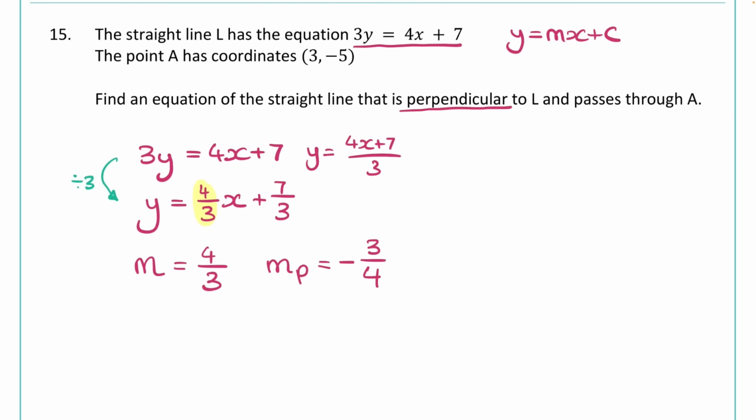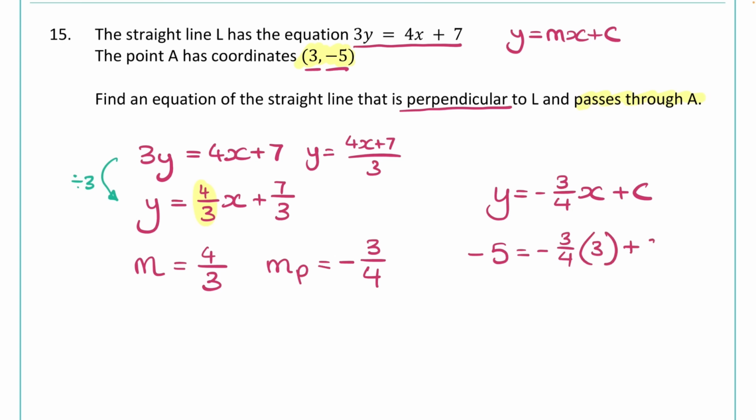Now in order to find the equation of the line, I just need a coordinate that's going to be on that line as well. And we're given one here, and we're asked for a perpendicular line that passes through A. So I have all the pieces. I have y equals minus 3/4 x plus c, and we have an x coordinate of 3 and a y coordinate of negative 5. So I'm going to put them in place. Y is negative 5, which is equal to negative 3/4 multiplied by 3 plus c.